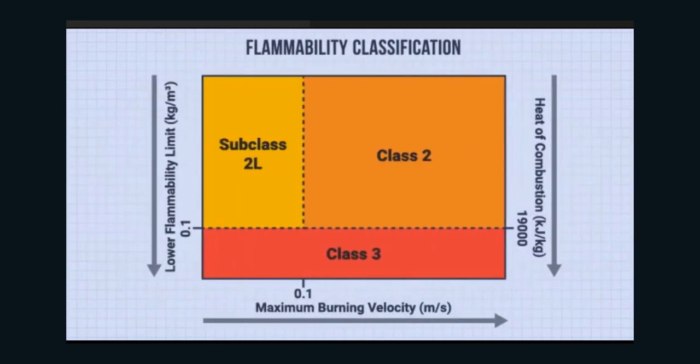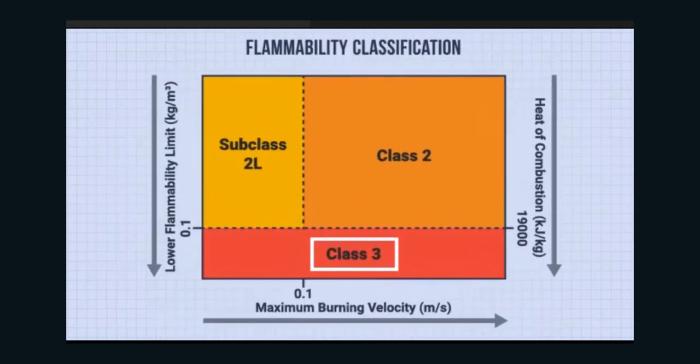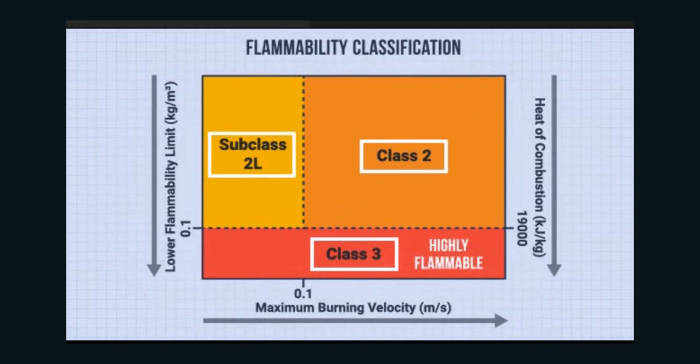Flammability classifications are based on flame propagation, heat of combustion, the amount of heat given off when the refrigerant burns, lower flammability limit, or LFL, the lowest concentration at which a mixture of refrigerant vapor and air will burn, and maximum burning velocity, how quickly the flame travels. Classification 1 is given to refrigerants which exhibit no flame propagation, while 3, 2, and 2L are assigned to refrigerants that are highly flammable, less flammable, and mildly flammable in that order.